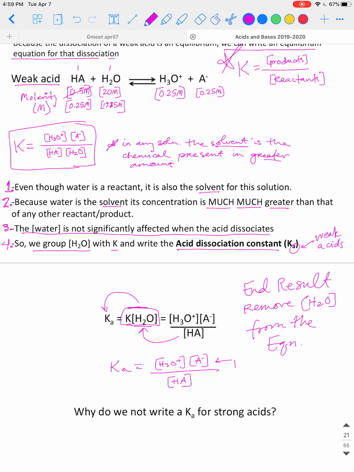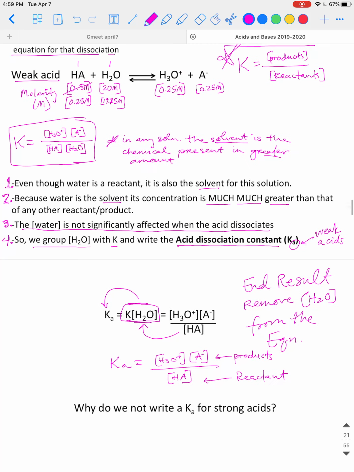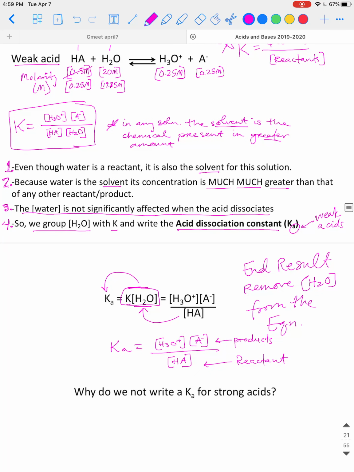These are the products. This is the reactant. We do not have water in our equation. That's how Ka is different from a normal K.